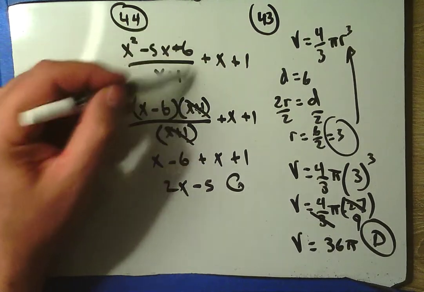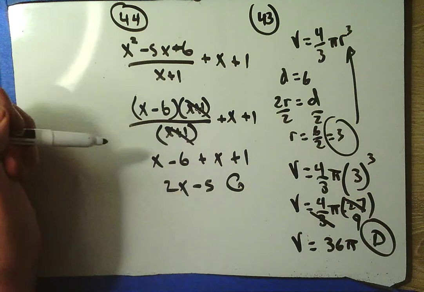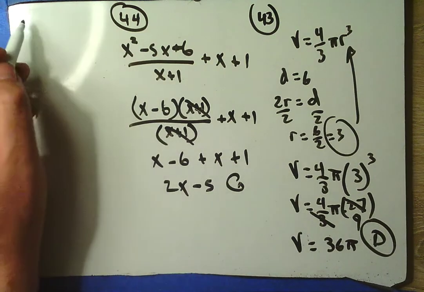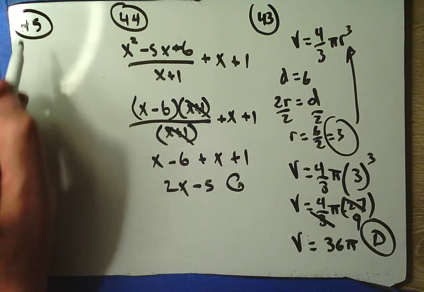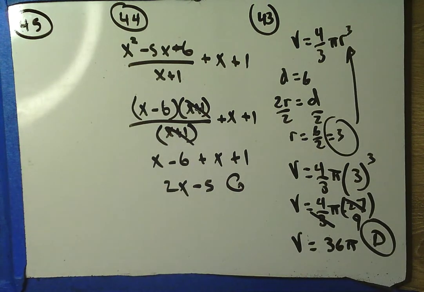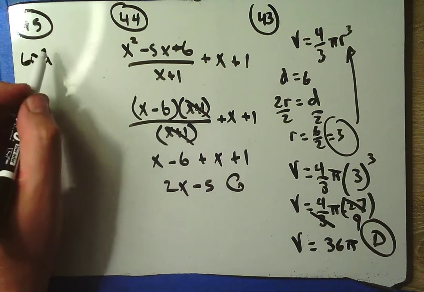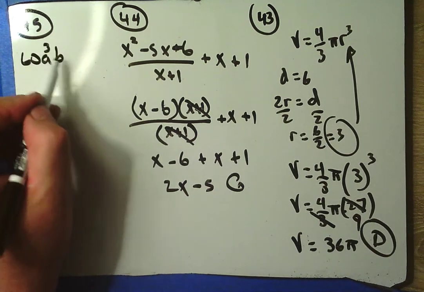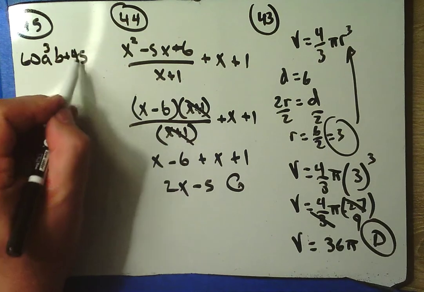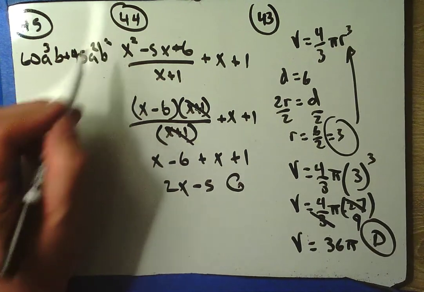So we did some of this recently, didn't we, when we were simplifying rational expressions? Don't forget that. 45. 3/4 of the way through. Which of the following expressions is the greatest monomial factor, one term that we can pull out of each of these? We're looking at 60a to the third b plus 45a squared b squared.